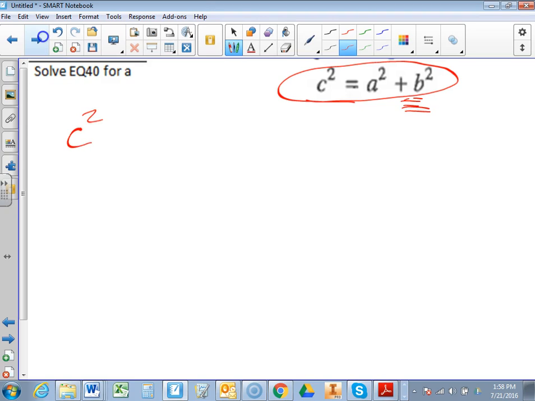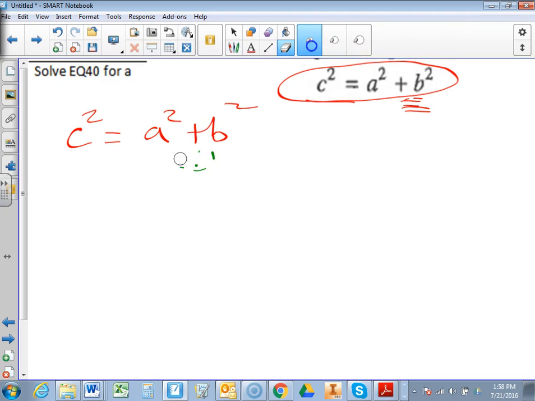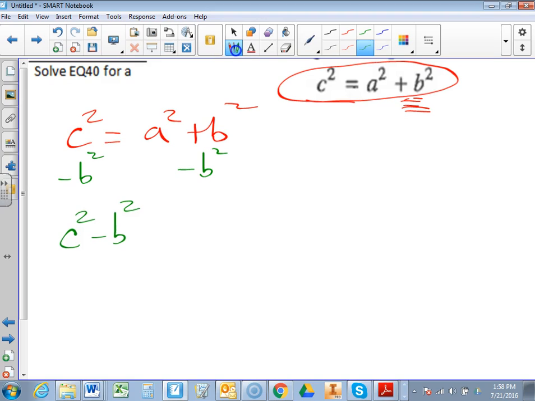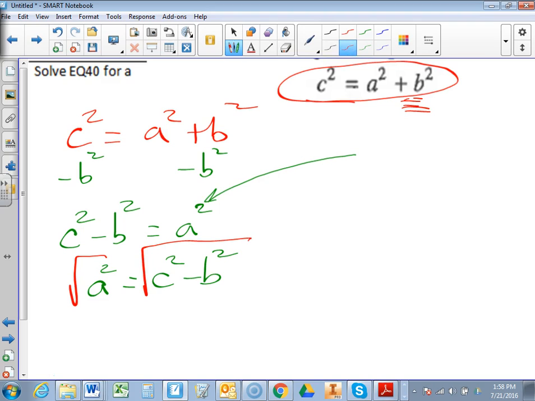So I'm going to have, let's see, c squared equals a squared plus b squared. We're going to subtract b squared from both sides. So I have c squared minus b squared equals a squared. We're close. We don't want a squared, we want a. So we have to get rid of that square. So we have a squared equals c squared minus b squared, just writing it the other way. I can now take the square root of both sides, which leaves me with a equals the square root of c squared minus b squared.